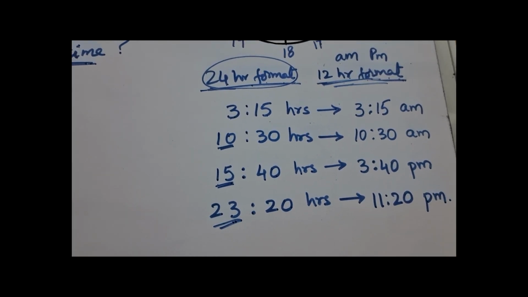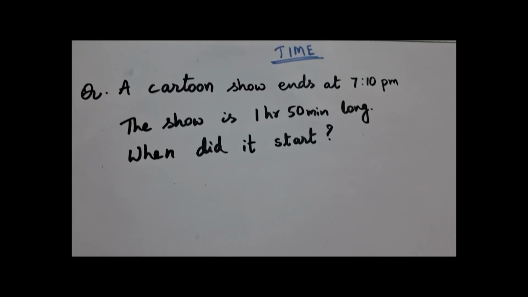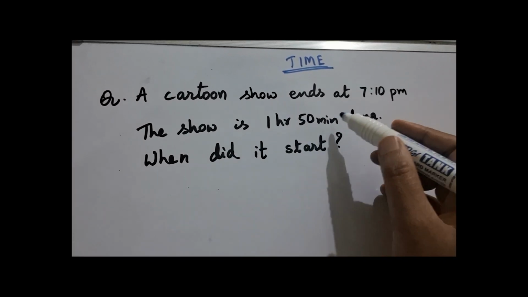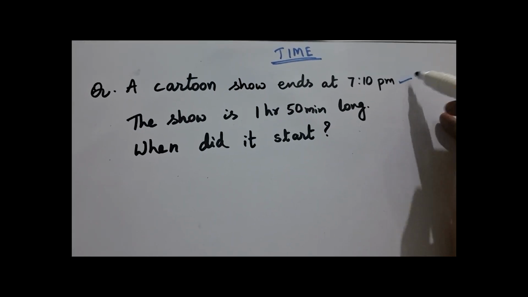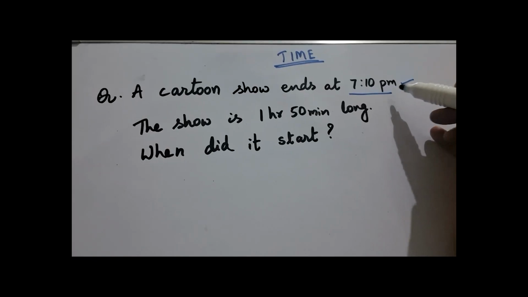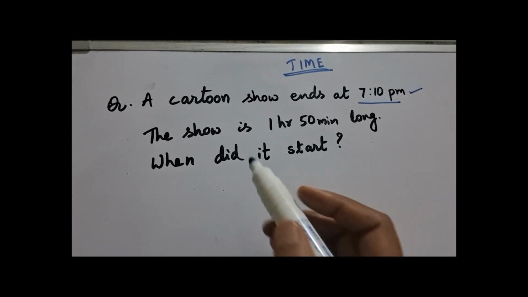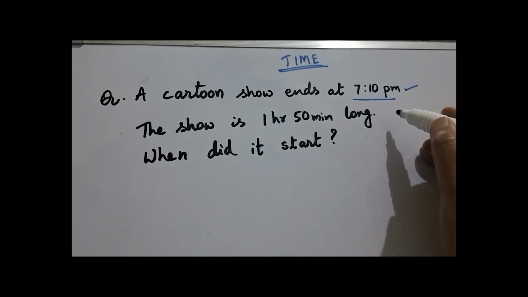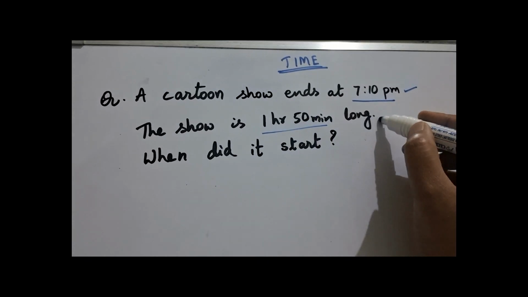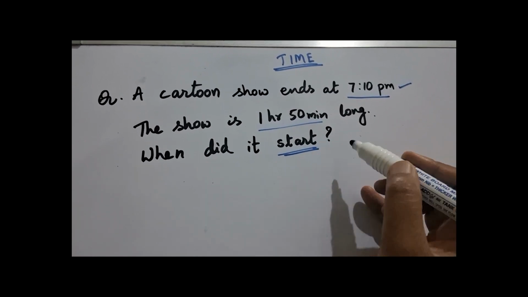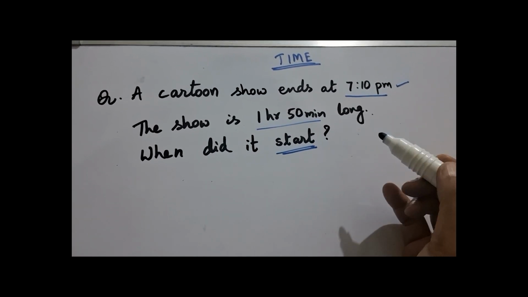Okay, children. Now let's start solving this one, children. A cartoon show ends at 7:10 p.m. The time is given when the show ends. The show is 1 hour 50 minutes long. This will be our elapsed time. When did the show start? That means we have to find the starting time. Okay, children?